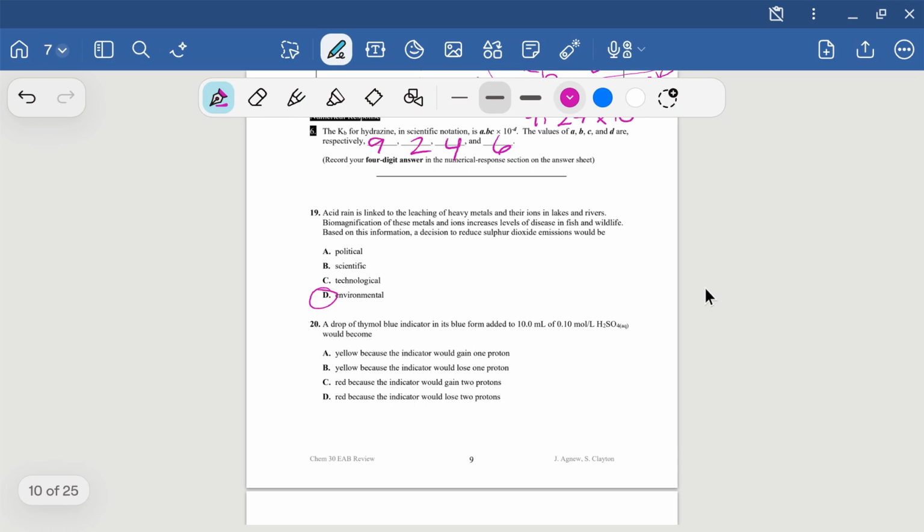Number 20, if you have thymol blue indicator in its blue form added to H2SO4, and H2SO4 is a strong acid, what we would show here is that it would turn red, because that's the color of the indicator in an acid if you look at page 10 of your data booklet. And your indicator is able to gain 2 protons, because in this case you have H2, so it's diprotic. And if you look at your indicator, you also see that it is able to accept more than 1. So this one is C.